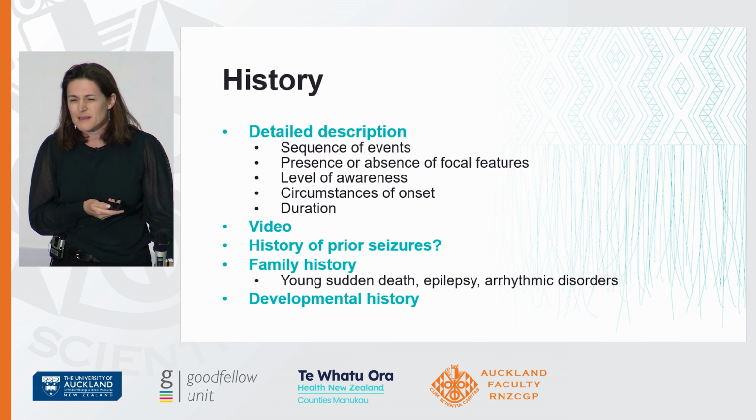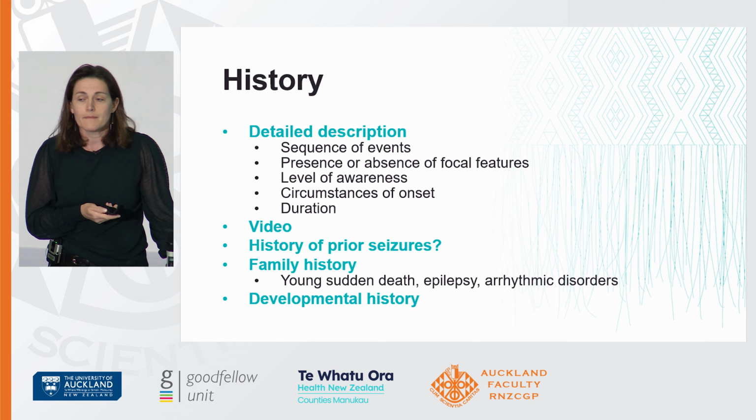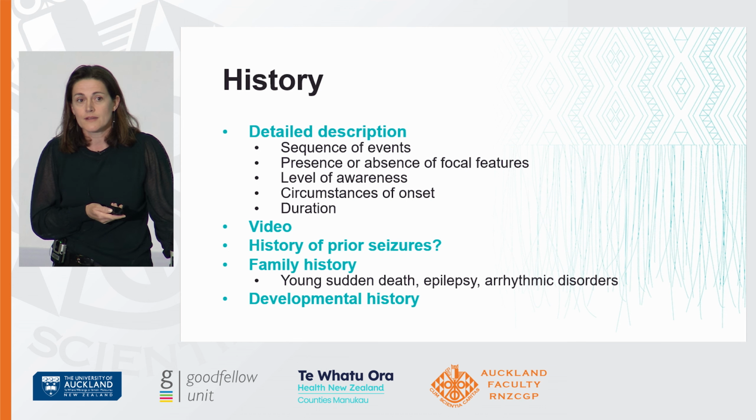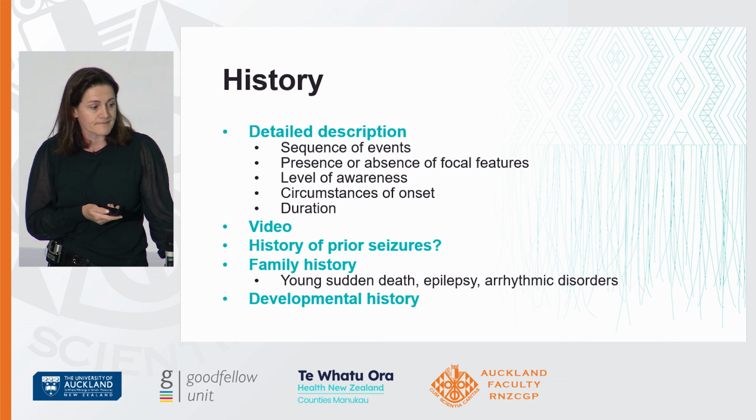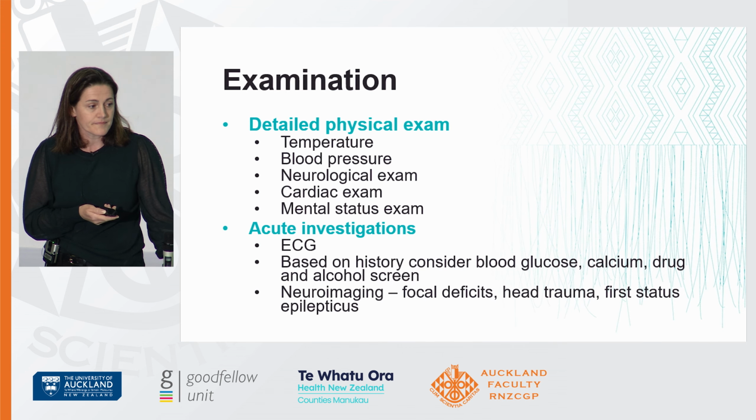Video is really helpful. Most families wouldn't usually record the first event, but certainly going forward, that's something you can encourage families to do. Is there a prior history of seizures? In retrospect, was the child perhaps having some staring spells that the family hadn't recognised? Is there a family history? The red flags are past history of epilepsy, sudden death, particularly in childhood or teenage years, or arrhythmic disorders. Then developmental history: where is that infant or child up to with their development? Have they lost any skills? An accurate history of events is the most important thing in trying to determine a patient's seizure type.